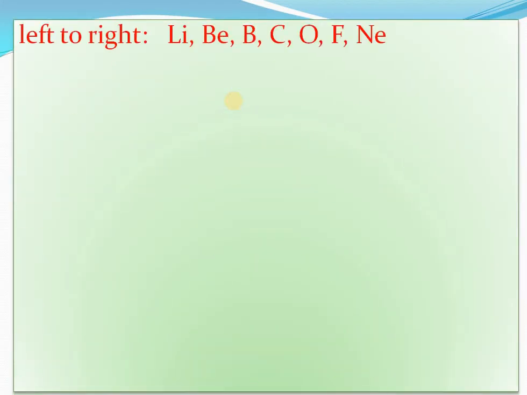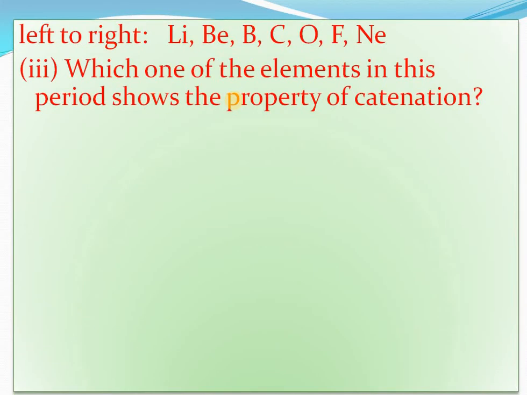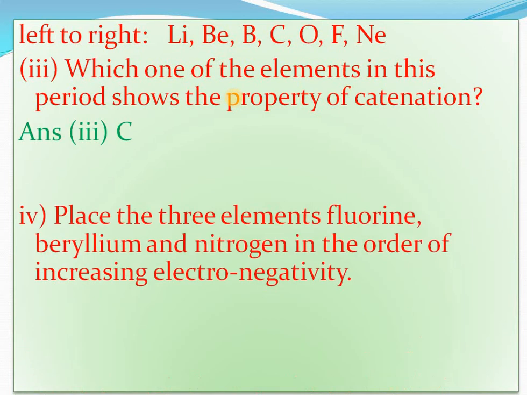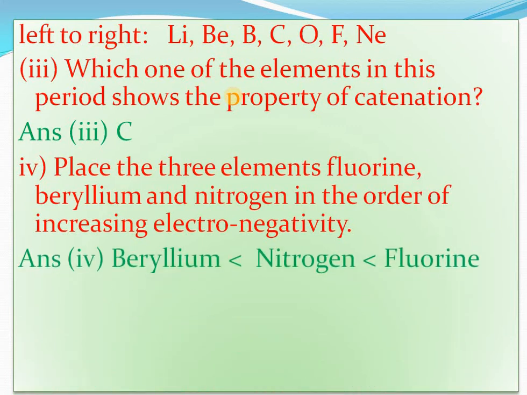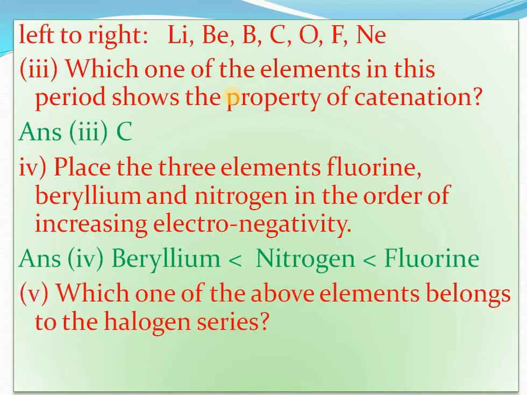So next, left to right. Which element of the period shows the property of catenation? You have studied this in the middle classes also, 8th and 9th classes. Carbon shows the tendency of catenation. Place the three elements fluorine, beryllium and nitrogen in the order of increasing electronegativity. You know that fluorine is the maximum electronegative element in the periodic table. Beryllium is a metal, that will be electropositive, not electronegative. So increasing would be beryllium, nitrogen and fluorine. Which one of the above elements belongs to halogen? Fluorine.